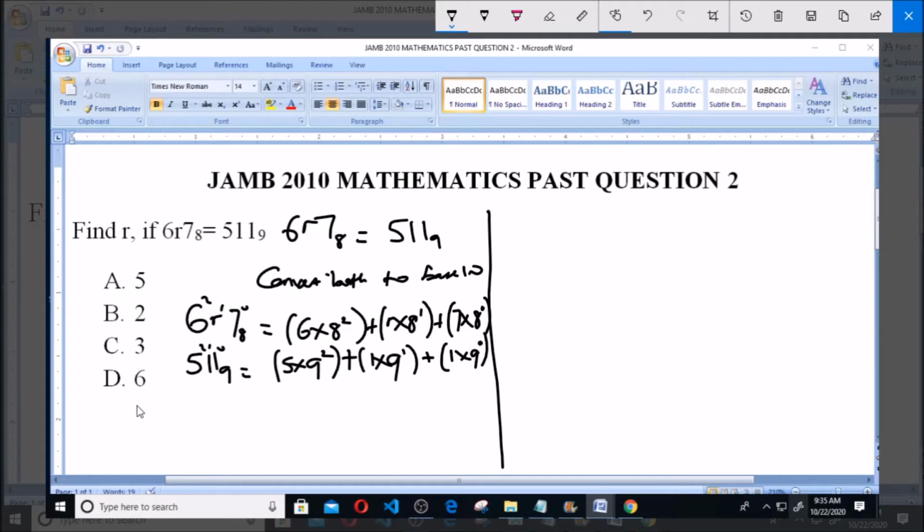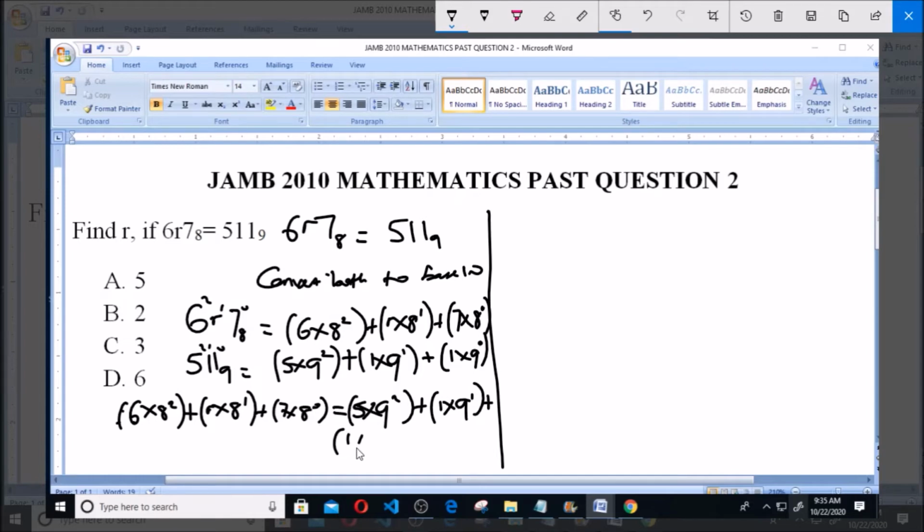Now, therefore, we have that 6 multiplied by 8 raised to the power of 2 plus R multiplied by 8 raised to the power of 1 plus 7 multiplied by 8 raised to the power of 0 is equal to, now this here represents 6R7 base 8. We've converted it to base 10. This is the conversion to base 10. Then it's equal to 5 multiplied by 9 raised to the power of 2 plus 1 multiplied by 9 raised to the power of 1 plus 1 multiplied by 9 raised to the power of 0. Also 511 base 9 has been converted to base 10.